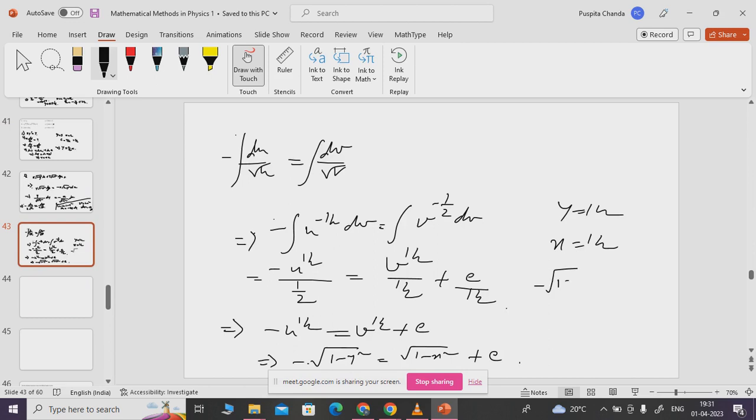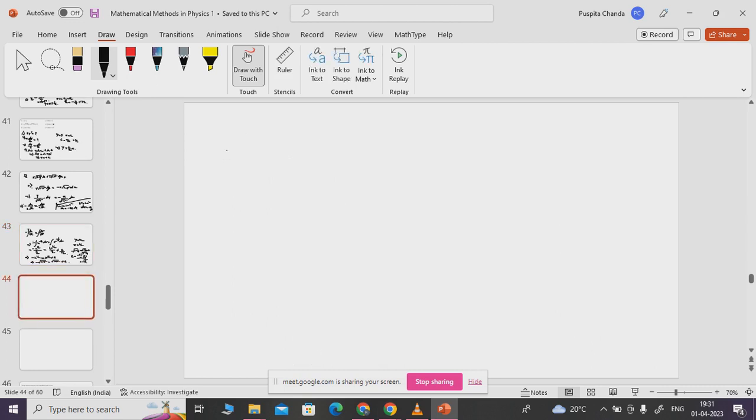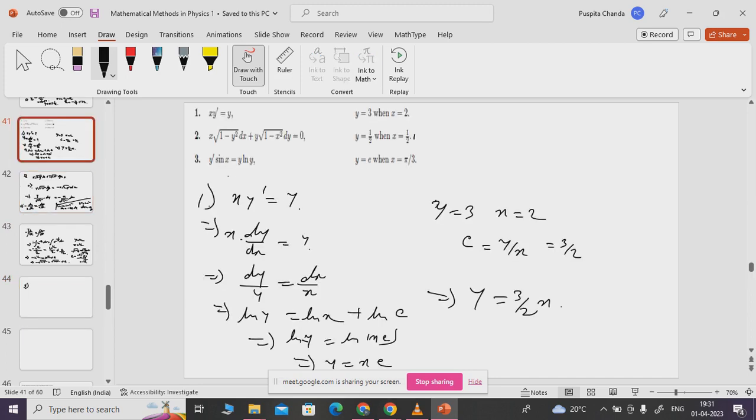So y is equal to half when x is equal to half. So x is equal to half, y is equal to half. So minus root over 1 minus 1 by 4 is equal to root over 1 by 4 plus c. c is equal to minus 2 into 1 minus 1 by 4, root over 3 by 2, which is equal to minus root 3.